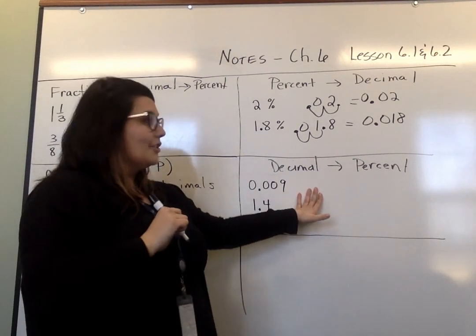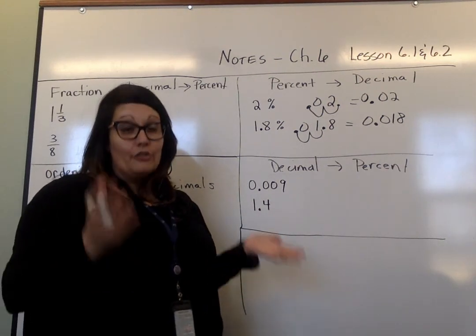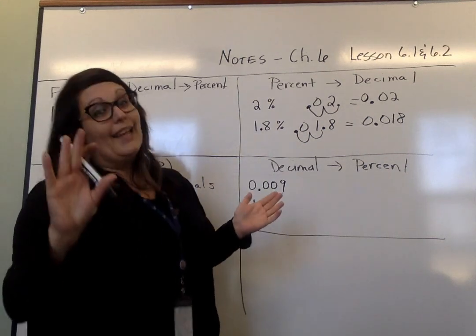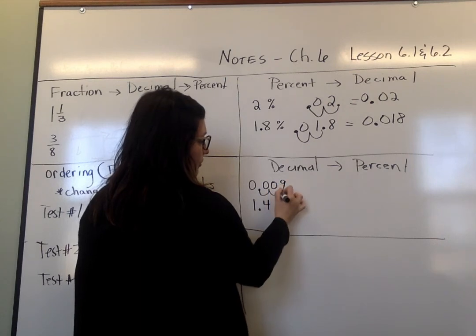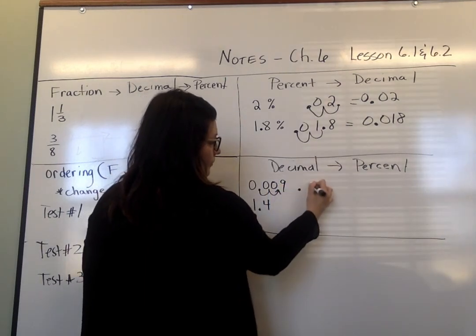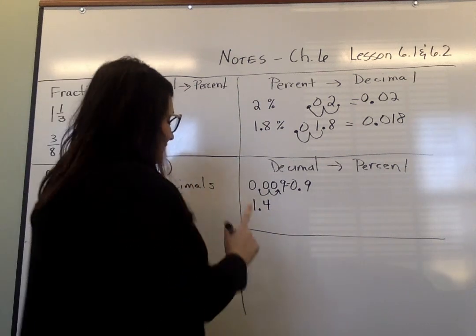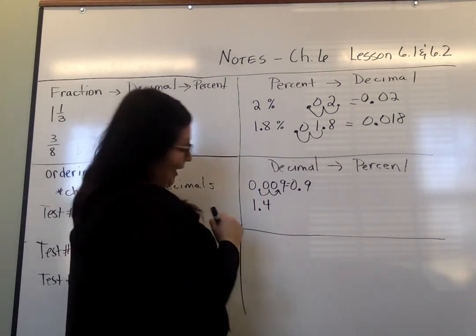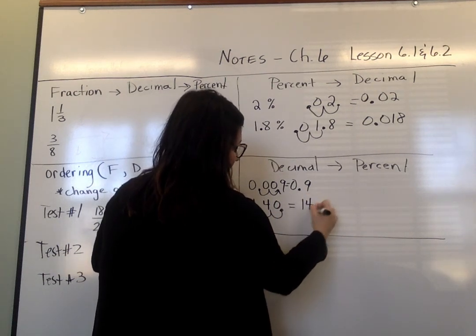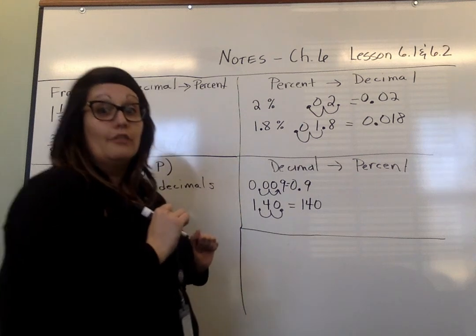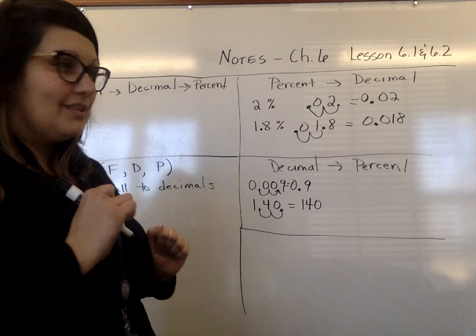Next, let's try decimals to percents. This one you're going to multiply by 100, so you're going to swoopy 2 to the right. So 0.009, let's swoopy 2 to the right. So my answer is 0.9%. Next one, swoopy 2 to the right. And I get 140%. Pause now if you need to stop and take notes.